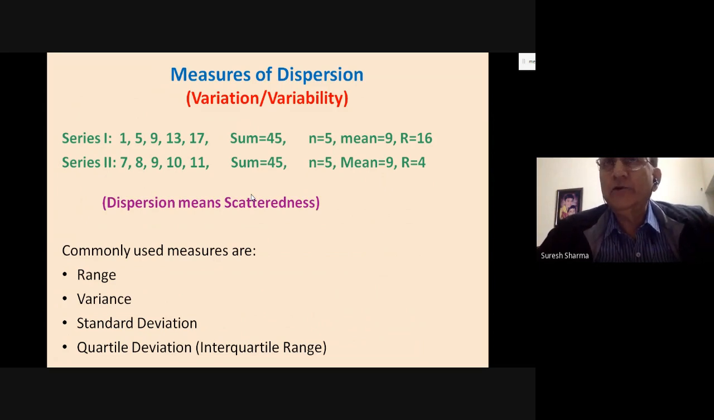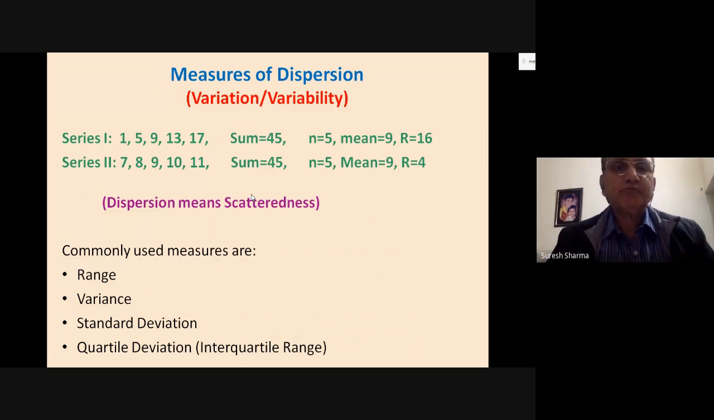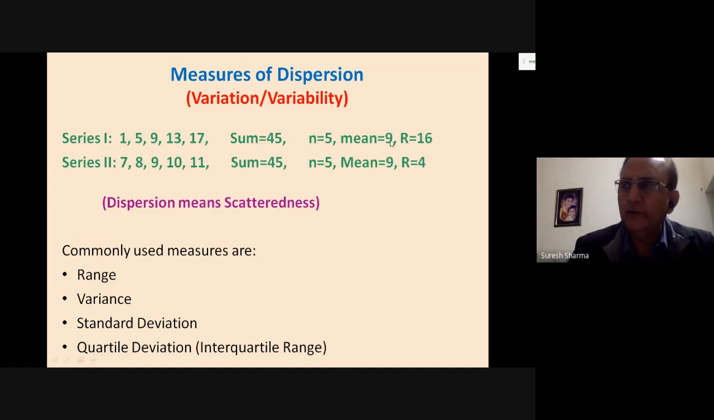I'll take a very simple example to explain dispersion. Look at series 1 and series 2 data. In series 1, there are 5 observations: 1, 5, 9, 13, and 17. In series 2, again there are 5 observations: 7, 8, 9, 10, and 11. If you add the series 1 data, the sum is 45. Add series 2 data, the sum is again 45. Number of observations is 5 in each. The mean is the sum divided by the number, so 45 divided by 5 is 9 in both series. Both series have a mean of 9.